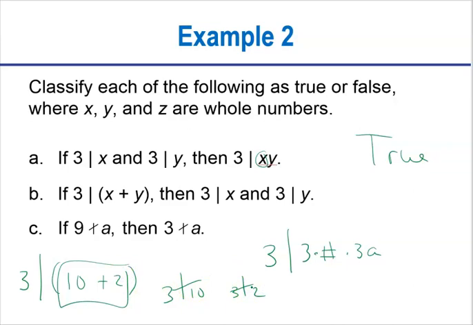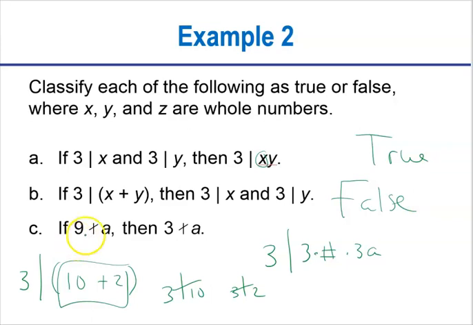So keep that in mind. If you know it divides the sum, you don't know it divides each one separately. You can say if it divides each one separately, it divides the sum. We have the rule the other way, but we do not have the rule backwards. This is not an if and only if situation.